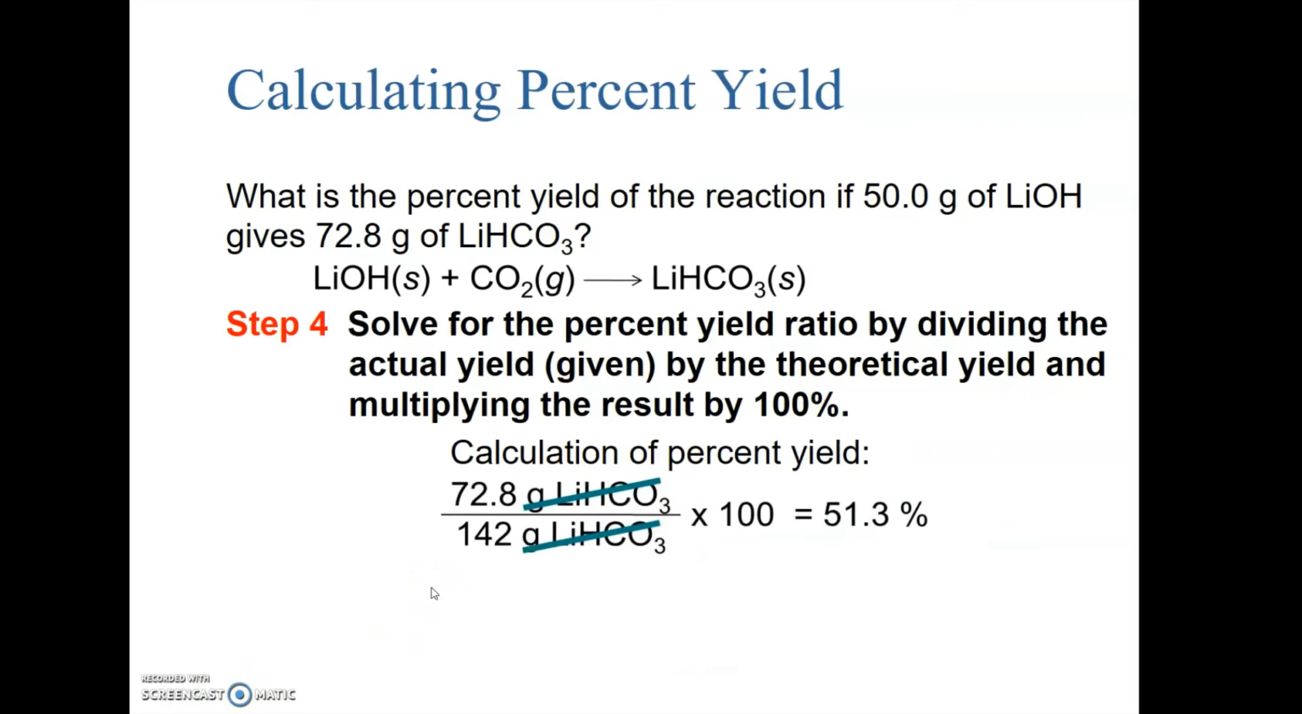Now we can calculate the percent yield. This number was given in the problem already, so this is our actual yield. This is the number that we calculated based on the balanced equation. This is our theoretical yield. We divide them together and then we multiply by 100. Then we get what is known as percent yield.